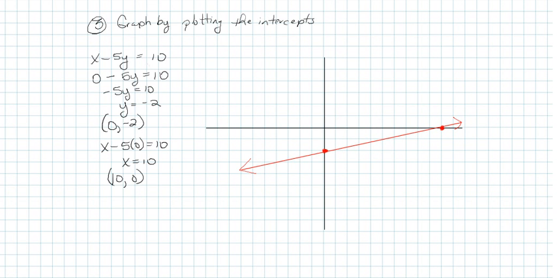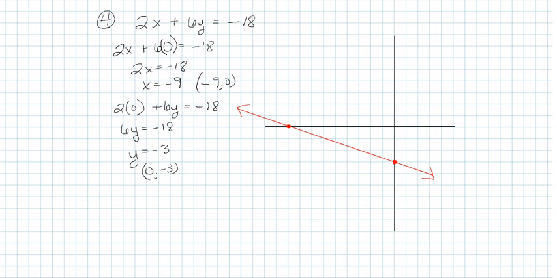So now we need to plug 0 in for y to find the x-intercept. We have x minus 5 times 0 equals 10. Negative 5 times 0 is 0, so you're just left with x equals 10. So we have the x-intercept as 10, 0, which we've plotted here. And we have made our line.